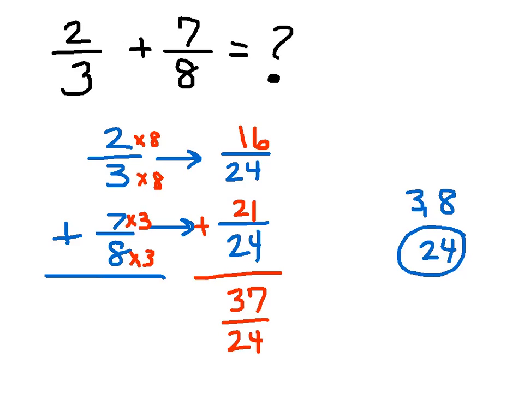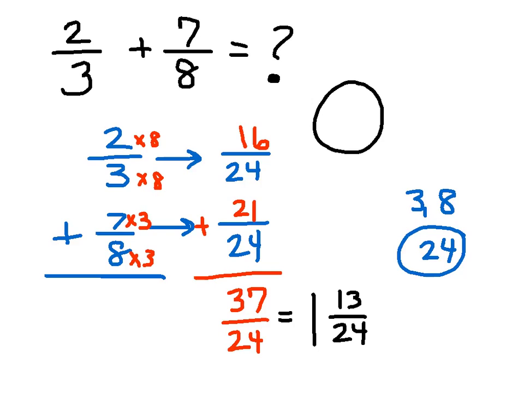Now I need to look at this, and I need to notice that my numerator is larger than my denominator. This is called an improper fraction. We need to change this to a proper fraction, or a mixed number, before we're done. So 37 goes into 24 one time, and then I will have 13/24 left over.